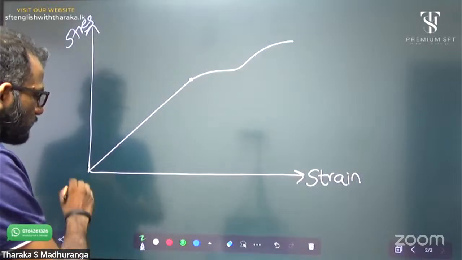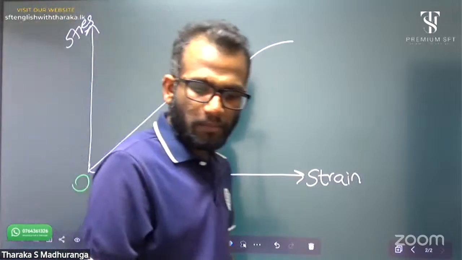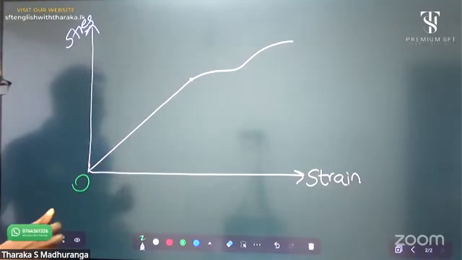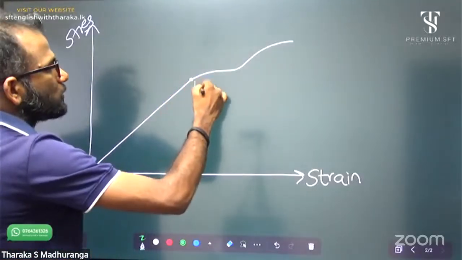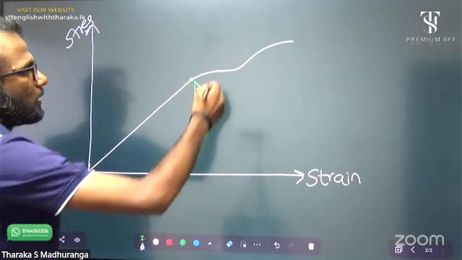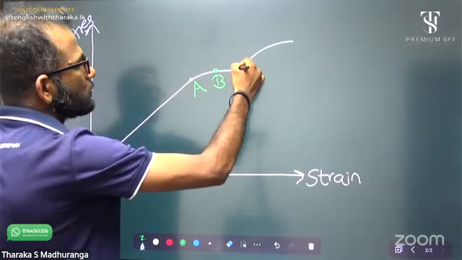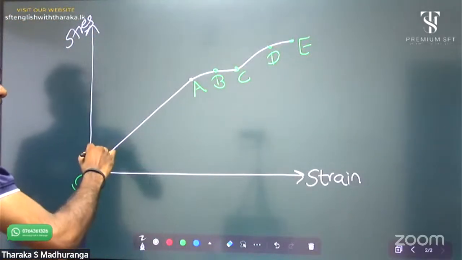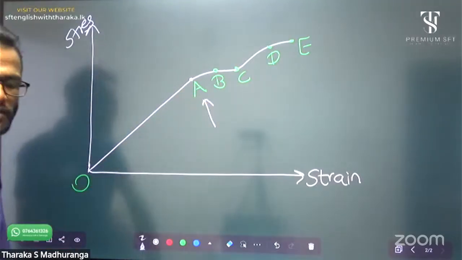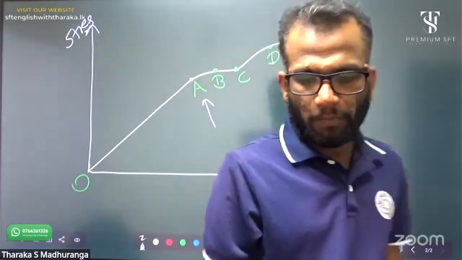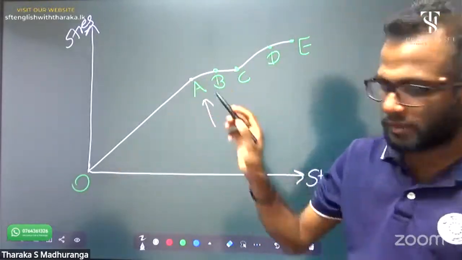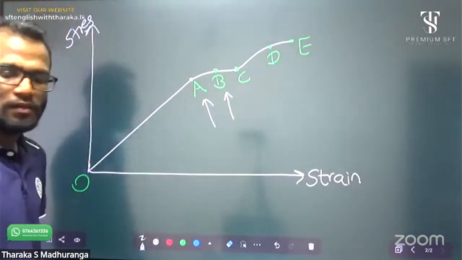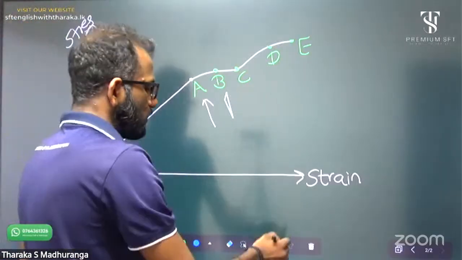I'm doing a quick revision of mechanical properties of matter. It is the most important one. This is the point O, this is point A, point B, point C, point D, and point E. Now, what is the name of point A? A is the proportional limit, the end of this straight line path. What's the name of B? Elastic limit.